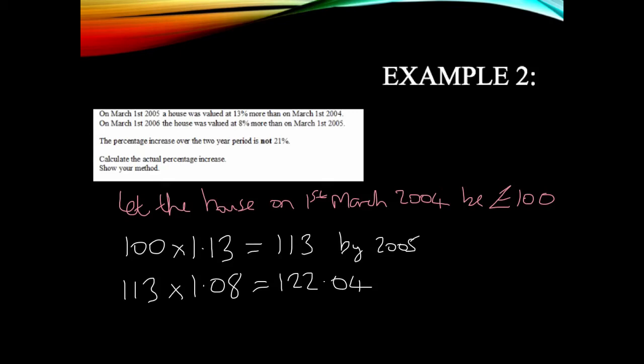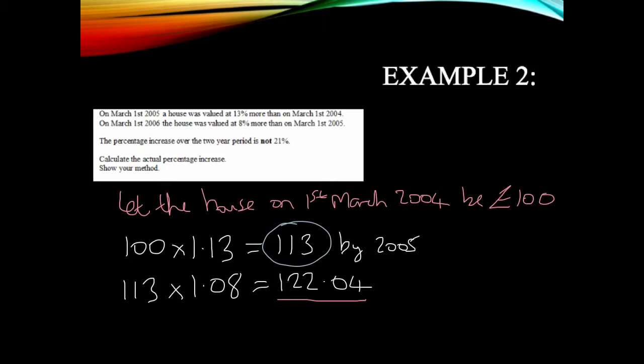Now, if it was 21% as an increase, then I would expect my house to be £121 at the end, and it's not. It's actually more than that. And that's because the 8% is 8% of this different value here. Okay, so we're not finding another 8% of 100 and adding it on. We're actually finding 8% of 113. And that's where this extra little bit comes from.